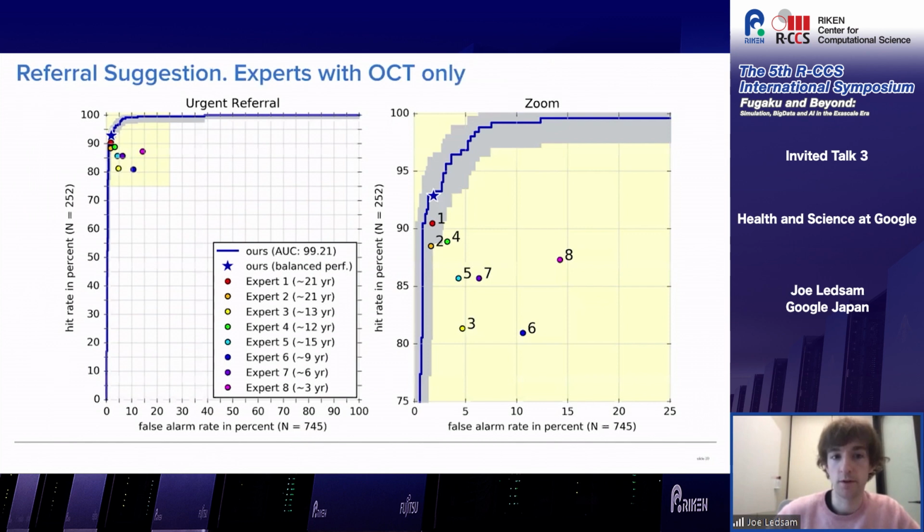So only the two world experts, experts 1 and 2, were on par with the network. All of the others were worse or significantly worse. But this was also a slightly unfair comparison because experts are not normally used to diagnose OCT scans.